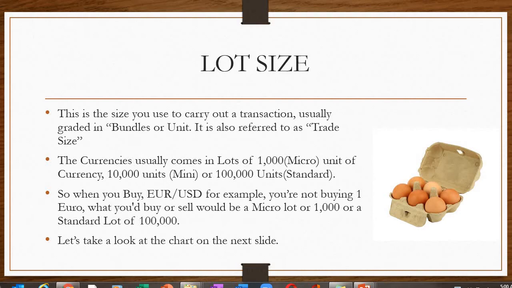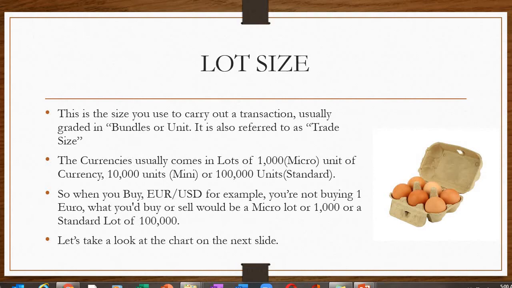And today you will know how you can make money or break money in the Forex market by these two very simple words. Well, very, very make or break words. Lot size. What is lot size? It's simply the size you use to carry out a transaction, usually graded in bundles or units, alright? Or also referred to as the trade size.